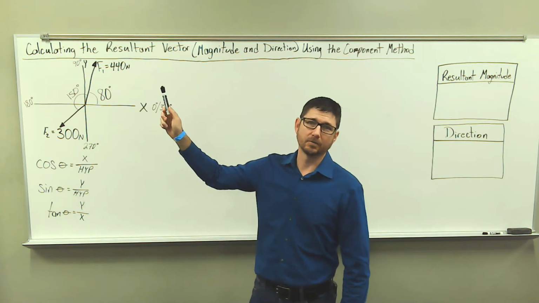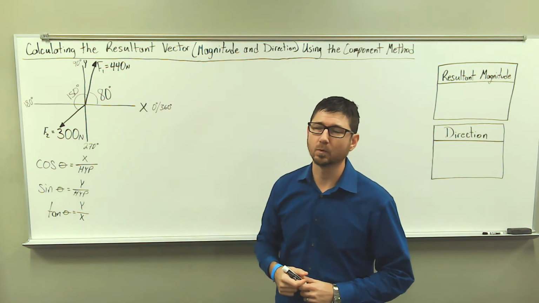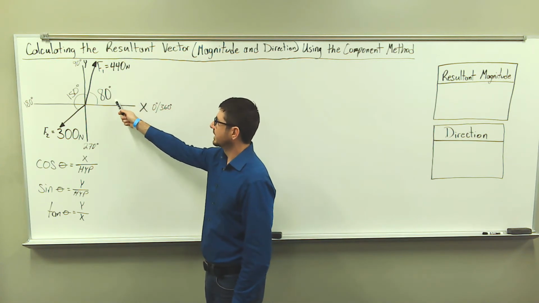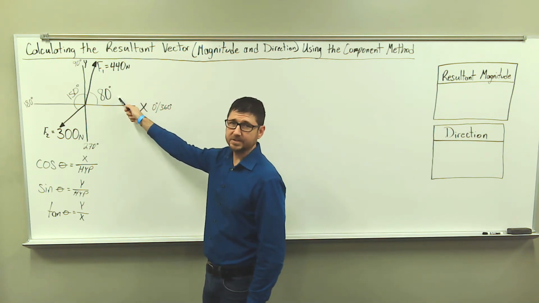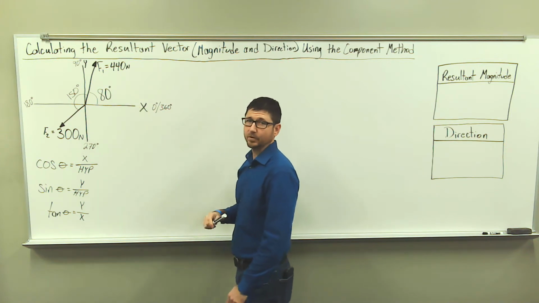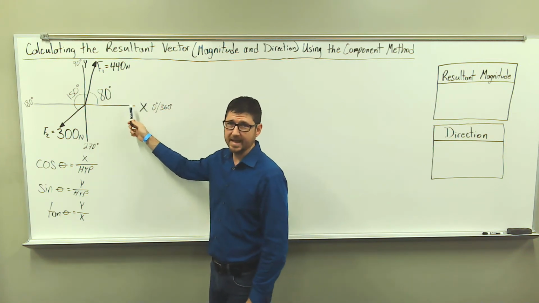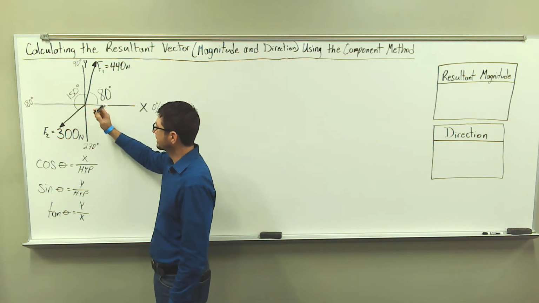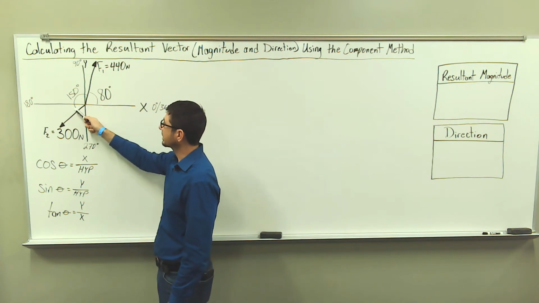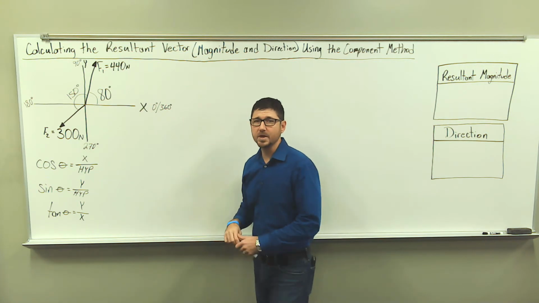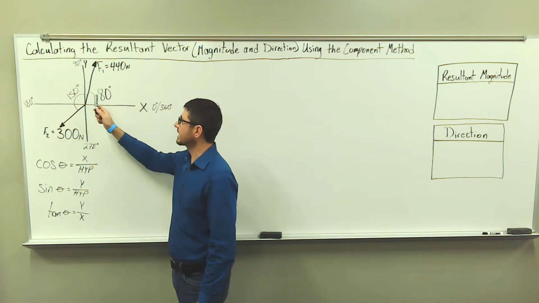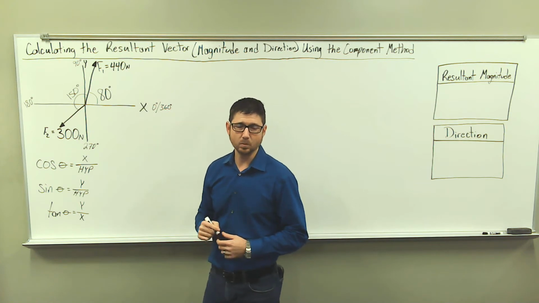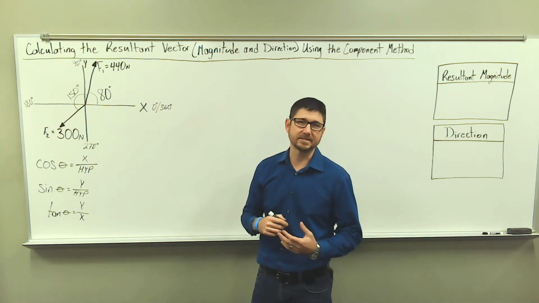In this system of forces we have 2 applied forces. Force number 1 is 440 newtons, and it is applied at a direction of 80 degrees in the first quadrant, and this is with respect to the x-axis. And then we have force 2, 300 newtons, that is applied at an angle measure of 150 degrees with respect to force 1.